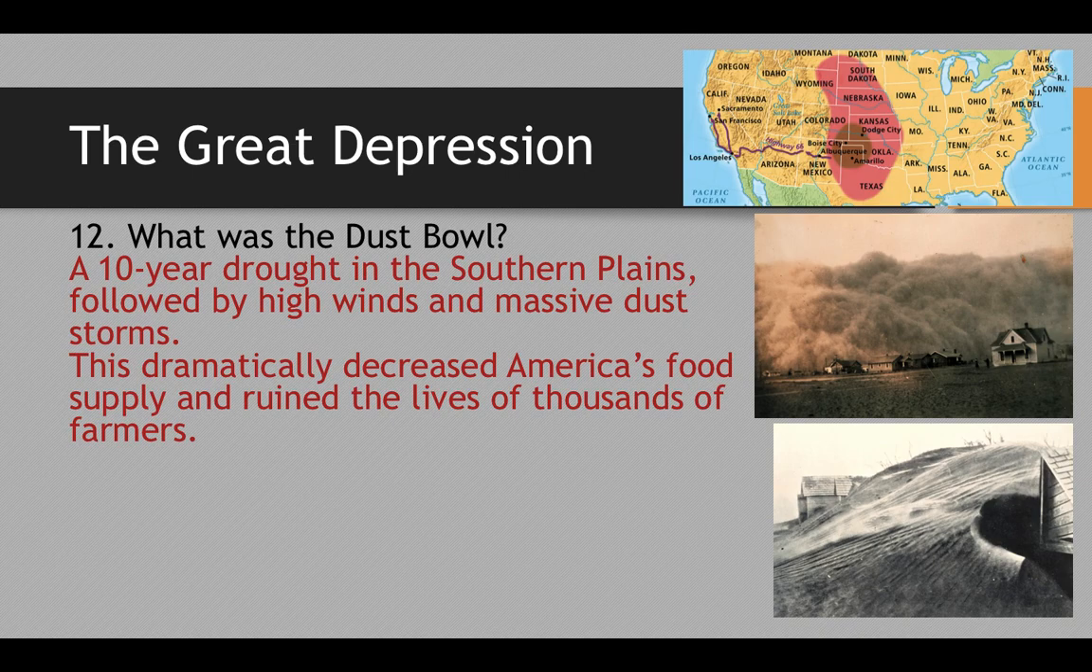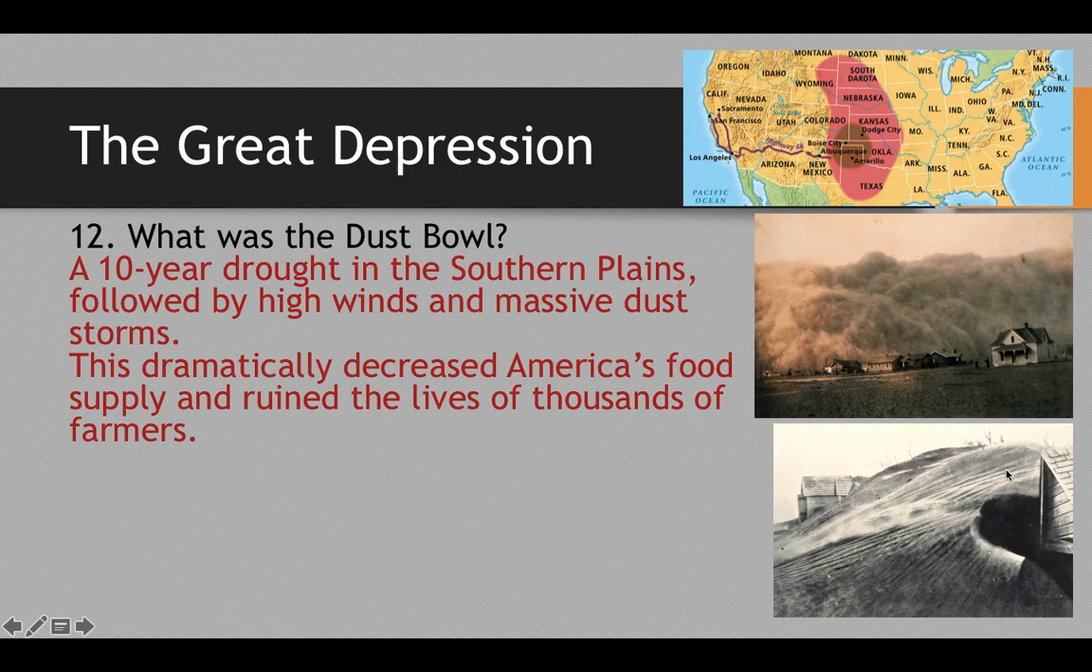But because of the drought, it decreased America's food supply when we really needed food the most because we were going through the Great Depression. And it really ruined the lives of thousands of farmers. If you look at this picture here, this is how tall the dust clouds were. They would completely smother your house. Dust would get in your house so much that you'd have to shovel it out.